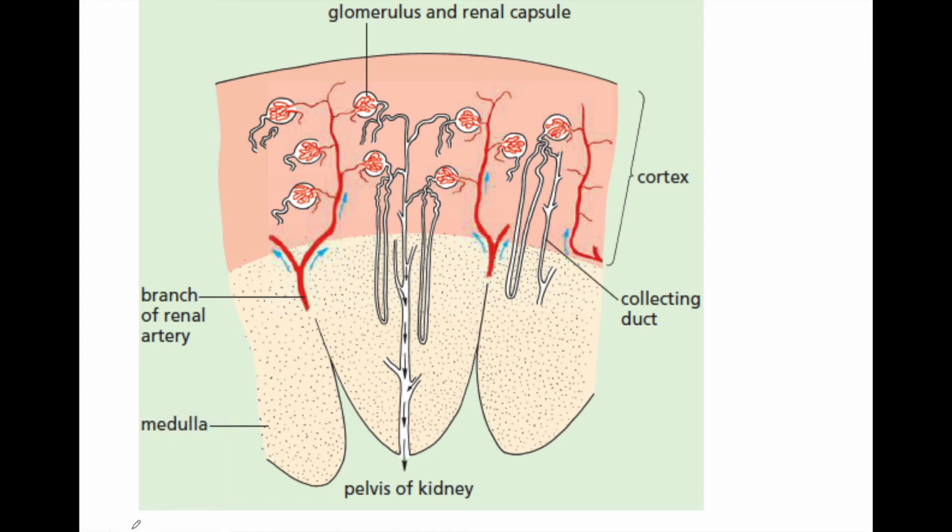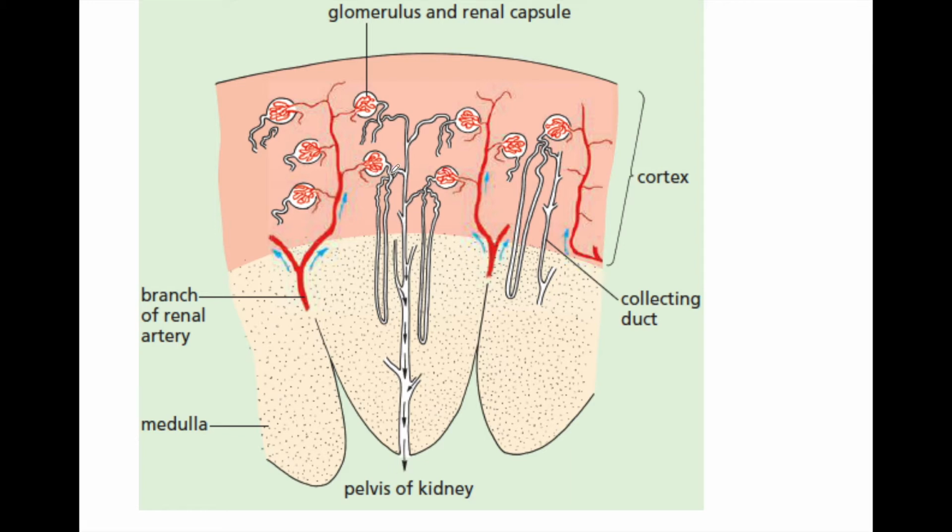Now if you look here, you will find that surrounding each glomerulus is a renal capsule, and out of the renal capsule we have the renal tubule. This is another glomerulus, renal capsule, and renal tubule. All renal tubules join up into a tube called the collecting duct. It crosses the medulla, goes through the pelvis, and joins up with the ureter.